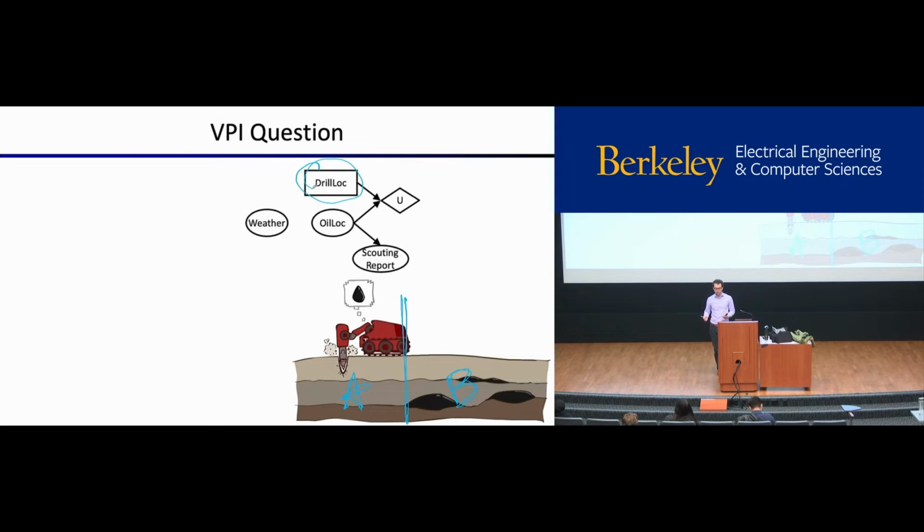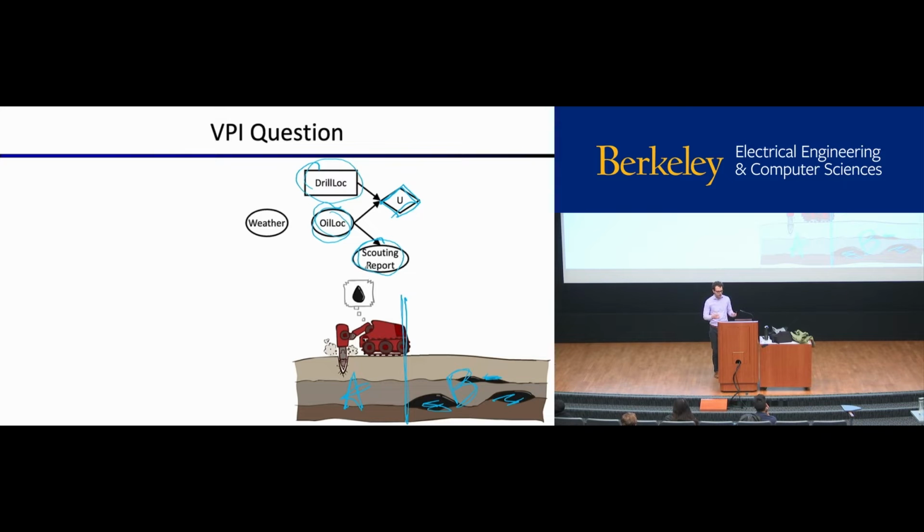Whether we get utility depends on where we drill, but it also depends on where the oil is, right? The oil is down here. It's in location B, but we don't know that. So the oil location here also influences our utility. And we can choose whether or not we want to go out and purchase this scouting report from some shady vendor who claims to know where the oil is. And we can decide, how much is it worth it to ask this shady person where the oil is? And how do they know where the oil is anyway, right? So we can think about this scouting report and say, is it really worth getting this scouting information?